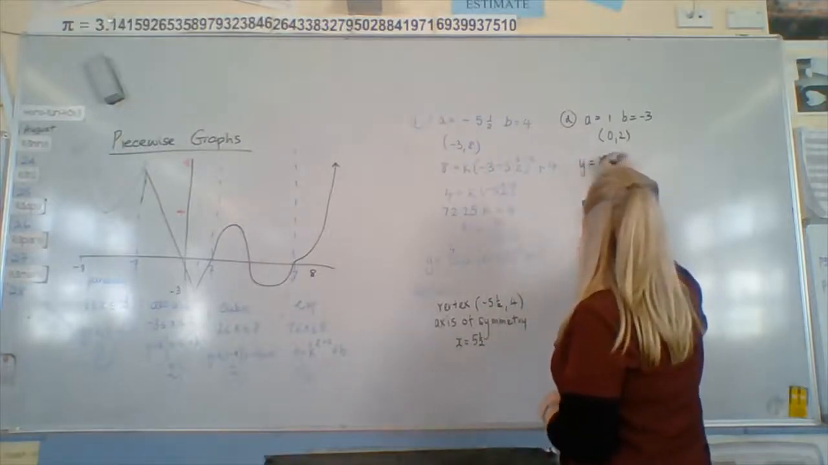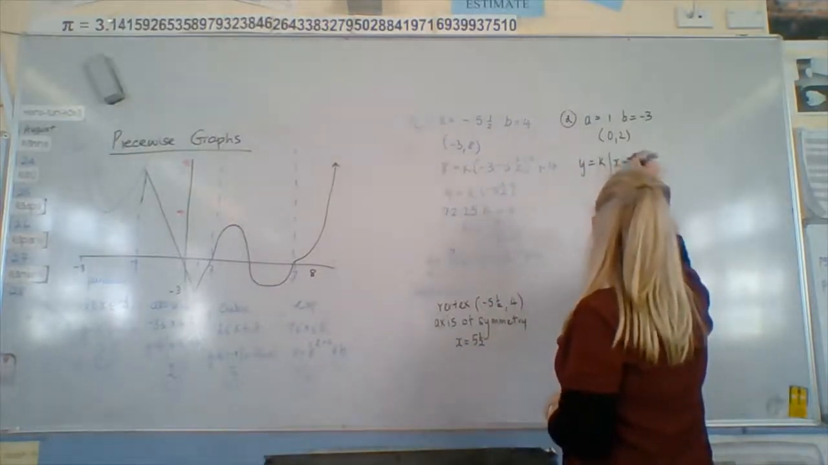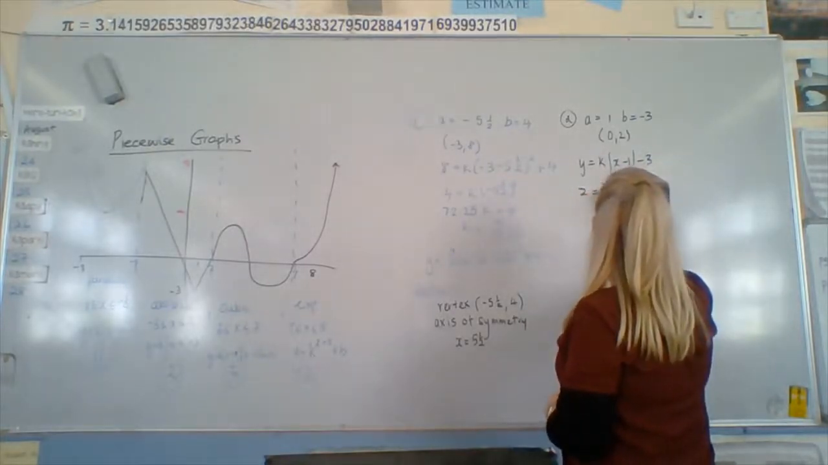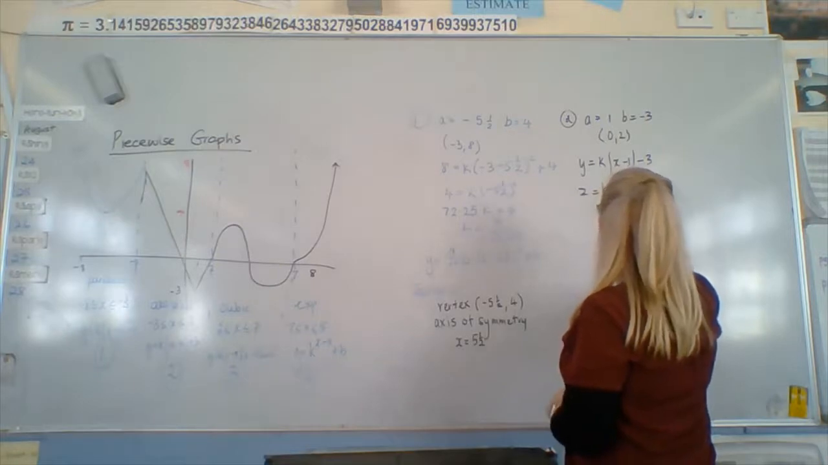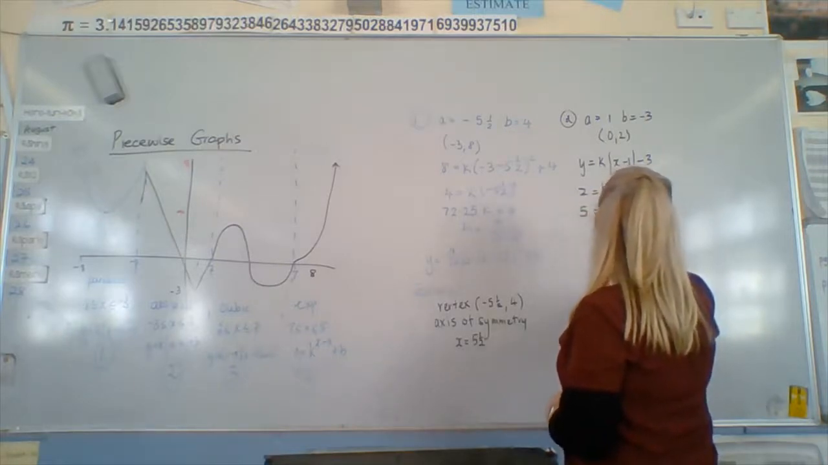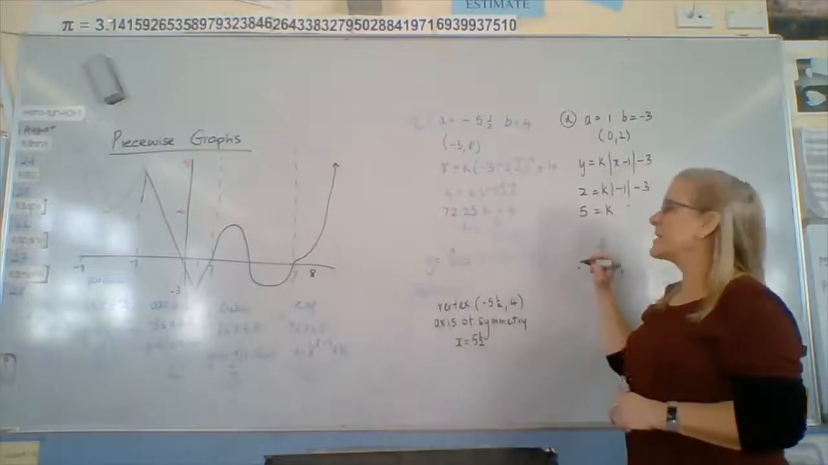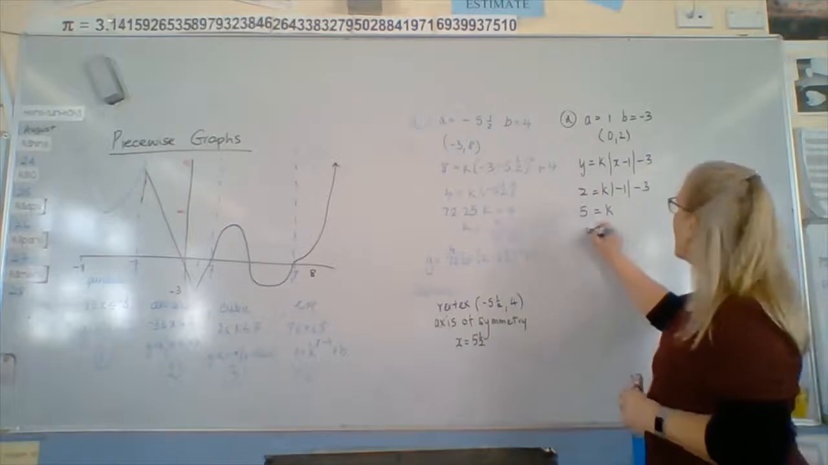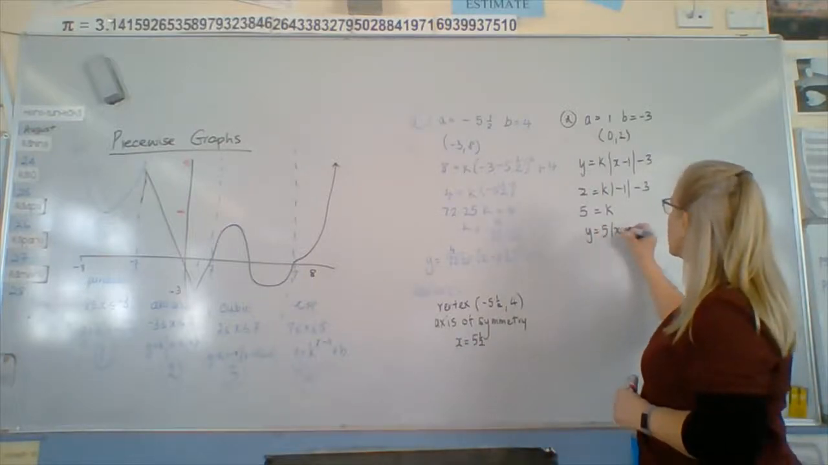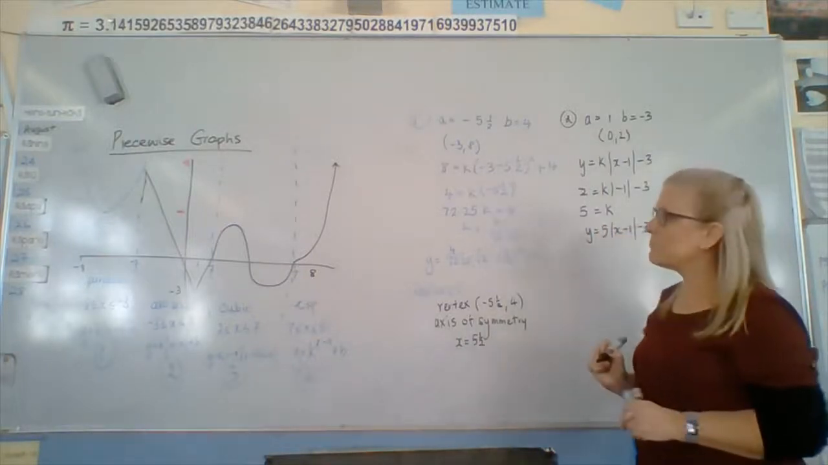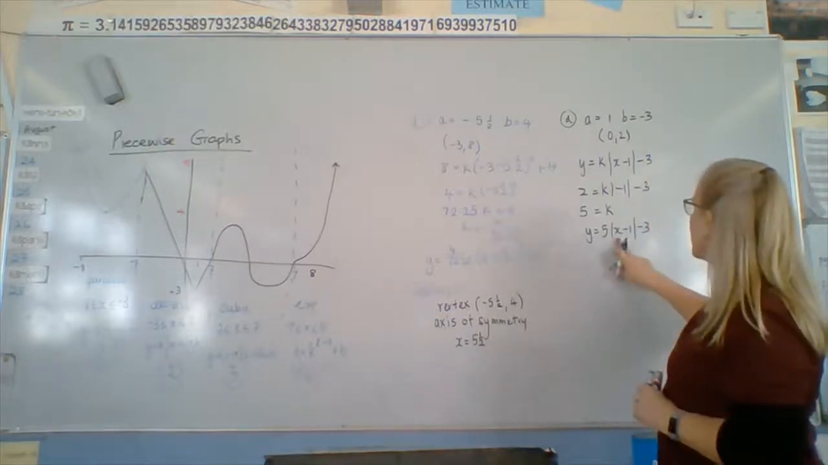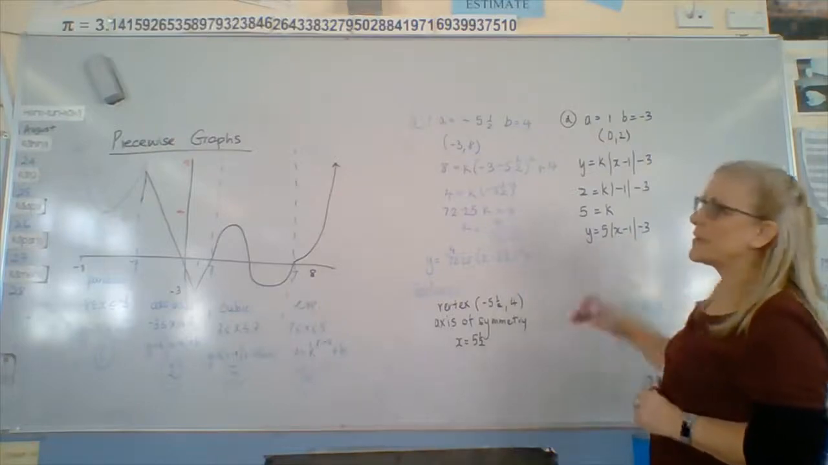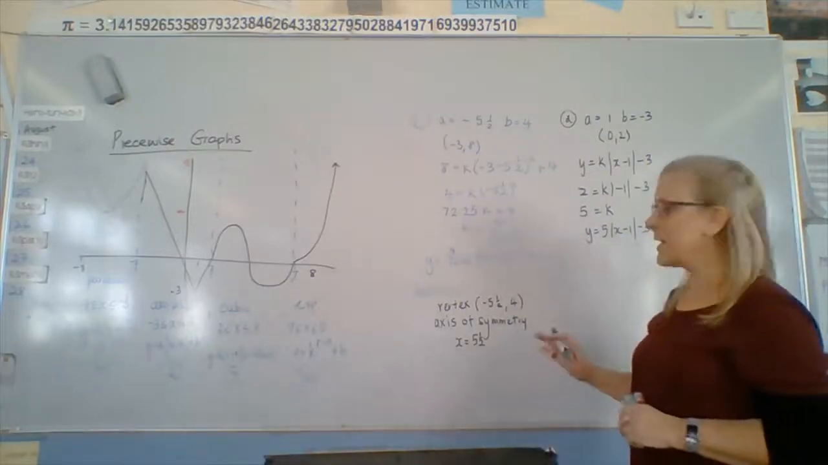So y equals K, absolute value x minus 1, minus 3. 2 equals K, -1 minus 3. 5 equals K. What happens to this -1? Becomes positive, so 5 equals K. Y equals 5, absolute value x minus 1, minus 3. If I put -3 in here, what do I get? -4, +4, 20, minus 3. Oh, it's way off on the 8, but that's okay.